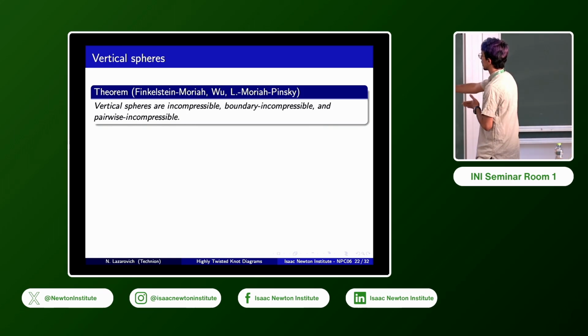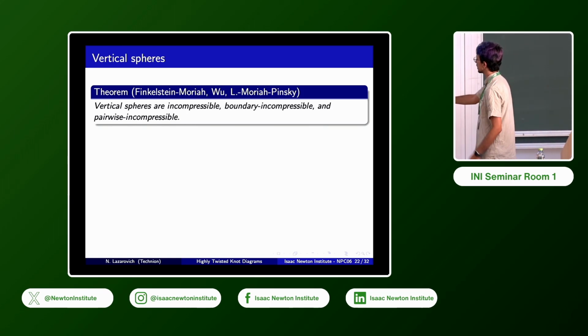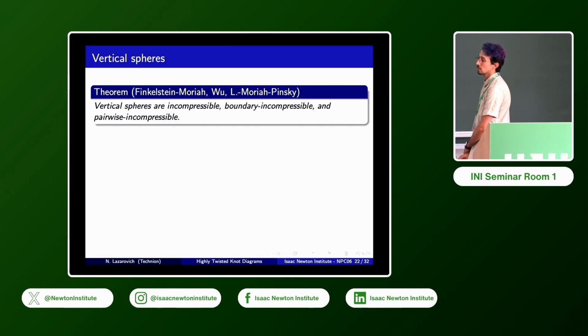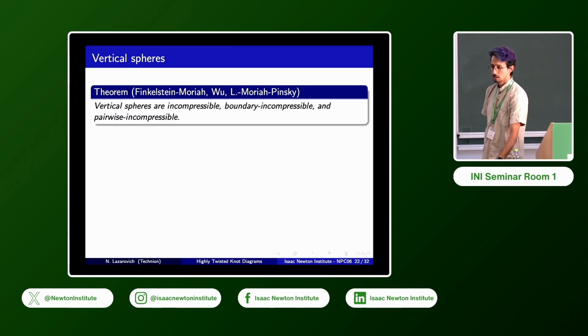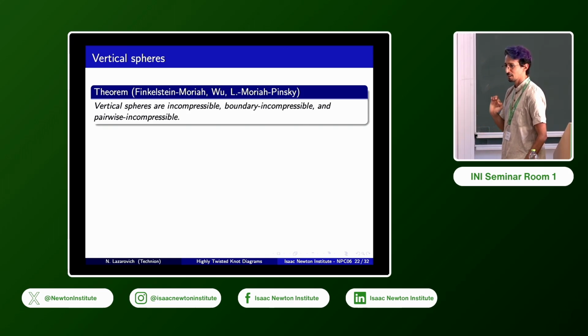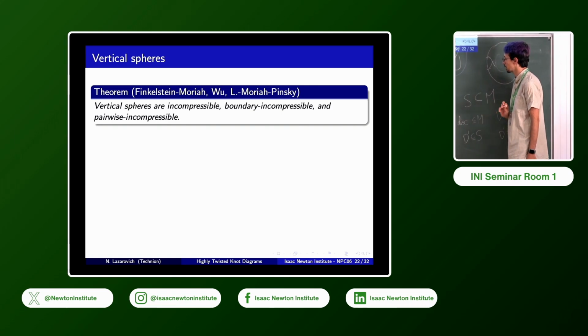Boundary incompressible is a similar thing where you take disks that are half on the boundary of M. But your surface is spheres? But they're really punctured spheres, right? Because I take the knot out. Yeah, that's a good observation. So the spheres are really punctured spheres.